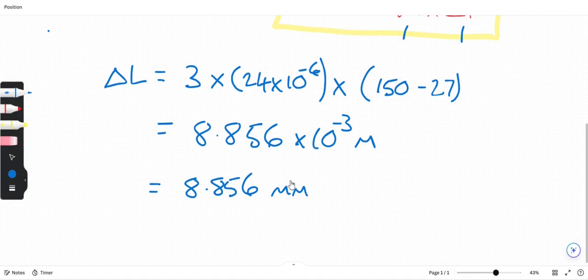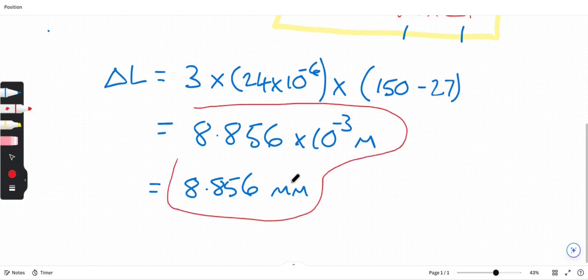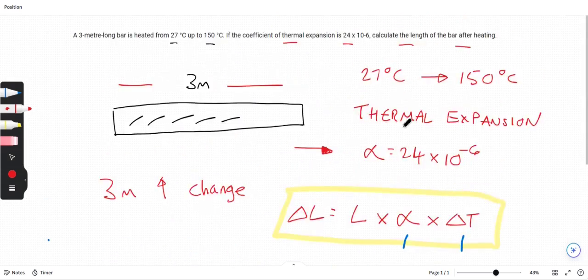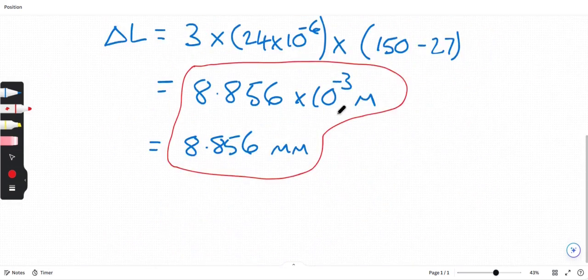So the change in length is that much. That's how much this metal bar is expanding due to that heat, almost 9 millimeters. Quite a lot if you think about it. It's asking us to find the length of the bar after heating. So after heating, all we've got to do, it starts off at what? 3. And we've got to add then the change.